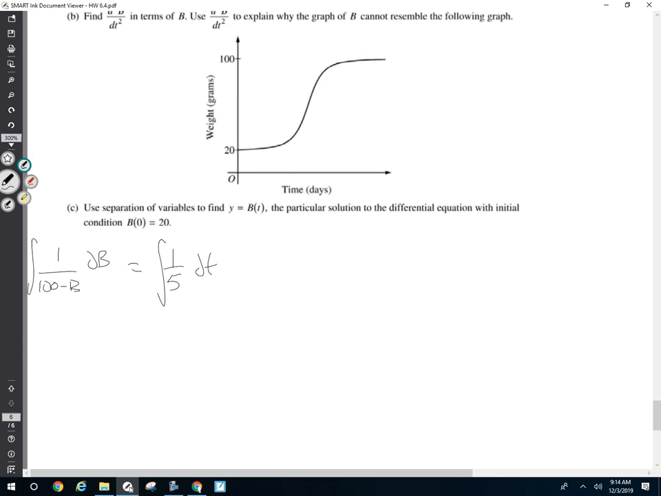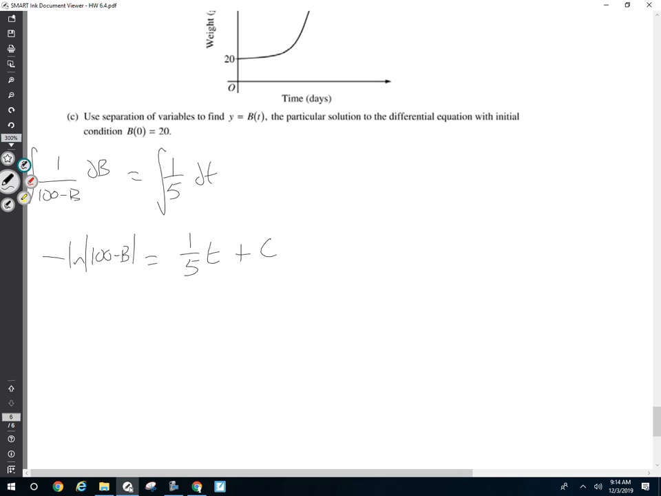I can take the antiderivative. The antiderivative of the right side is not going to be 1/5 x, it's going to be 1/5 t, because I'm taking the antiderivative with respect to t. The antiderivative of the left side, this is 100 minus b to the negative first, treat it just like y's, it'll be log absolute 100 minus b, but don't forget this negative because of the reciprocal of the coefficient of our variable, this negative b.